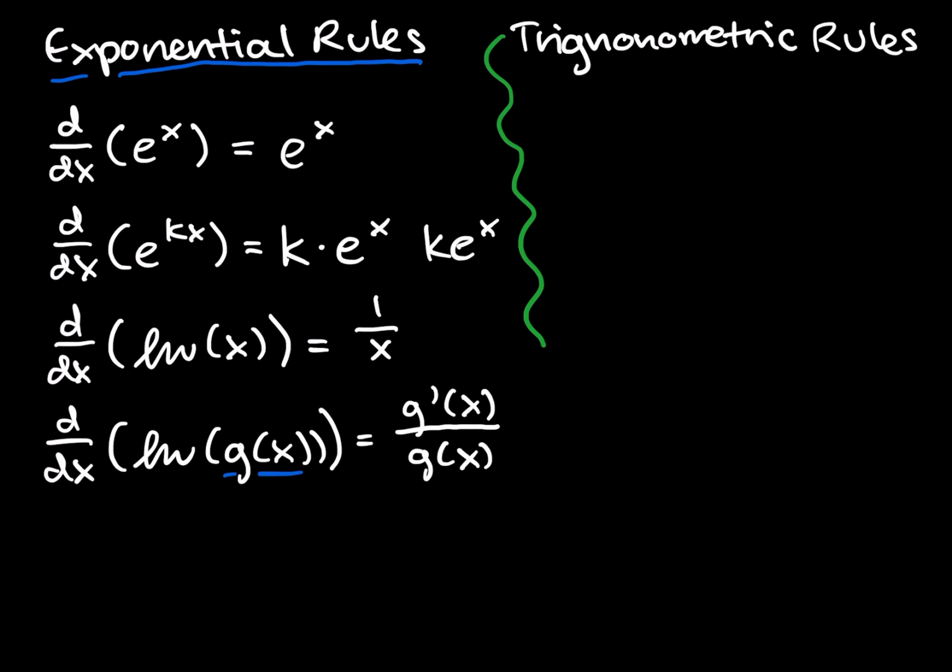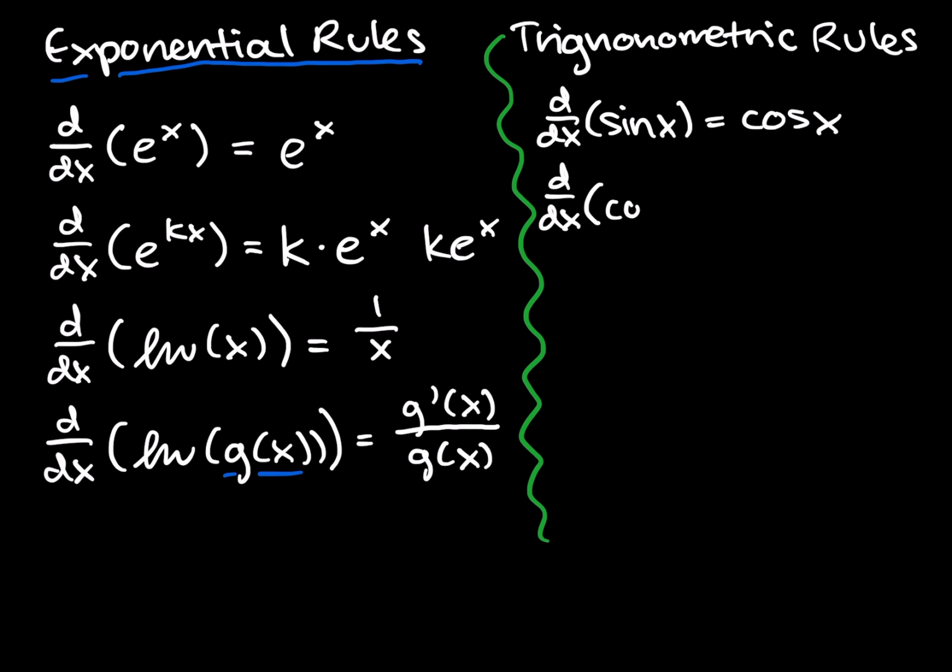Now, let's move on to our trigonometric rules. So, the derivative of sine x is equal to cosine x. Similarly, the derivative of cosine x is equal to negative sine x. About half of these will have negative signs in them, and afterwards I will show you a quick little trick to remember when and when not to put these negative signs.